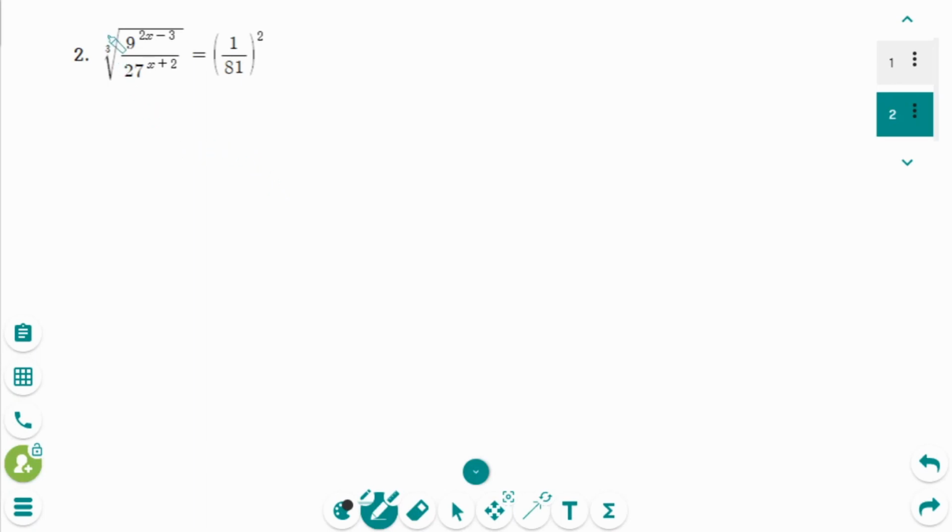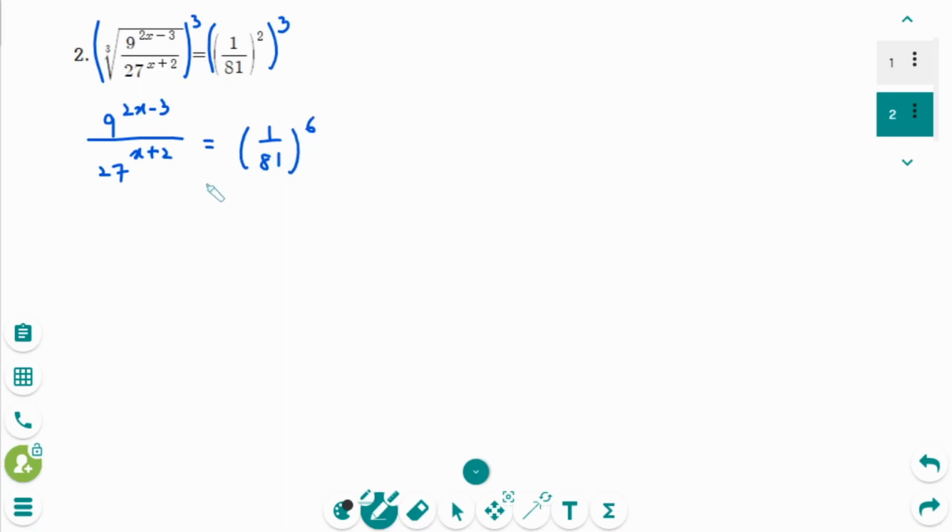Number 2, make a cube on each side. 9 to the power of 2x minus 3 over 27 to the power of x plus 2 equals 1 over 81 to the power of 6. We can rewrite as base 3 squared to the power of 2x minus 3 over 3 cubed to the power of x plus 2 equals 1 over 3 to the power of 4 to the power of 6.